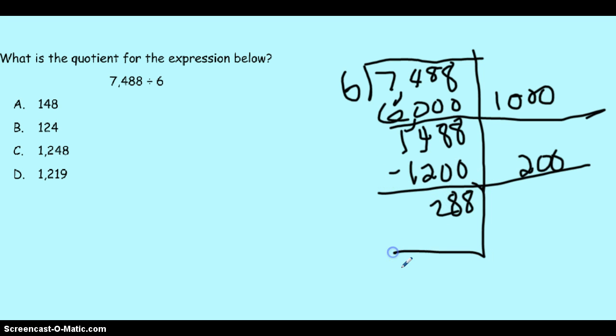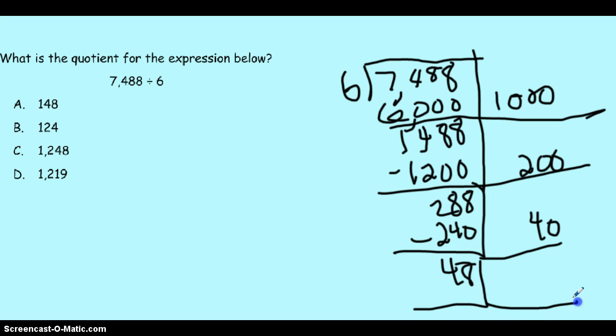That leaves 288. So now I can try maybe, well, 50 would be 300. So 40 would be 240. Okay, so that leaves 48, and that's a multiplication fact. So 8 times 6 is 48, which leaves us nothing left over. So we have 1,248. So the quotient is 1,248.